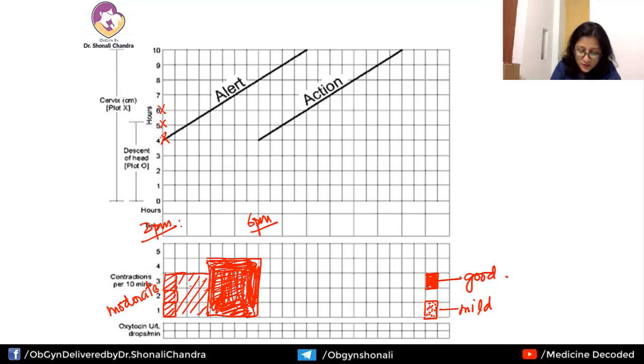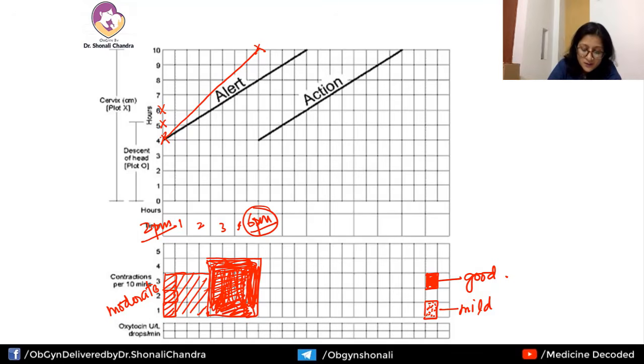So one big box, 2, 3, 4 big boxes later, at 6 p.m. we do her next PV. So let's say at 6 p.m. she is now 10 centimeters. So our graph has said that she has progressed fine. So as long as we remain to the left of the alert line, we are good and happy.